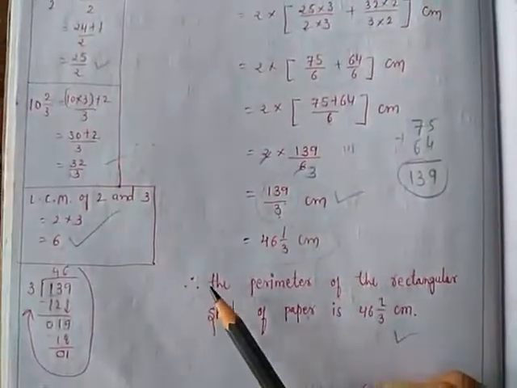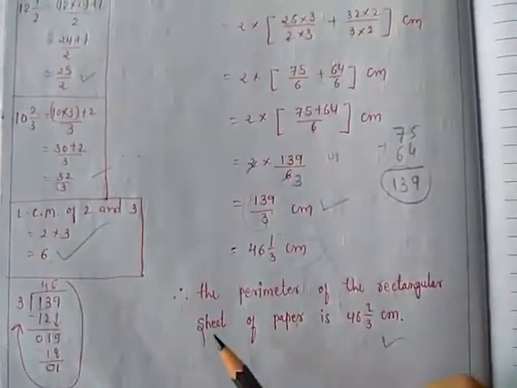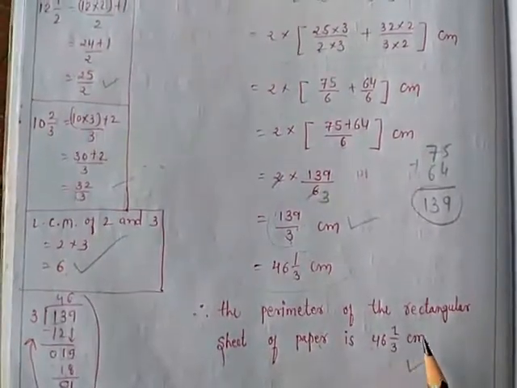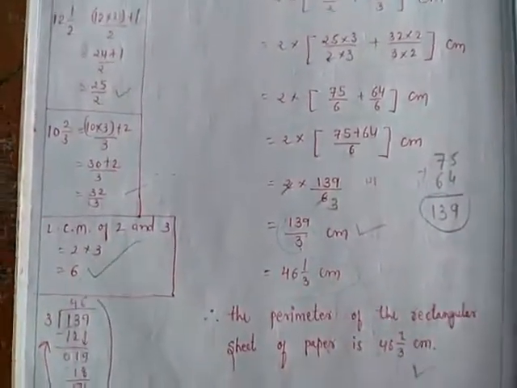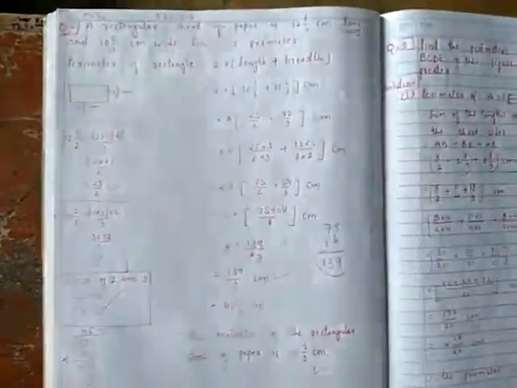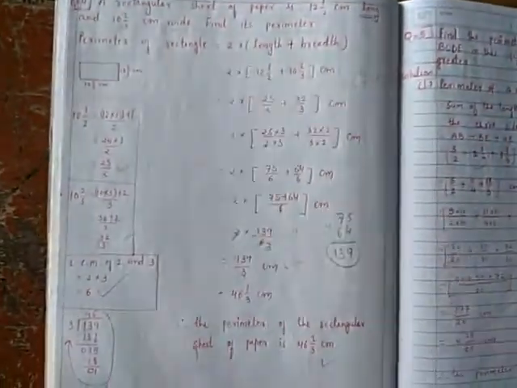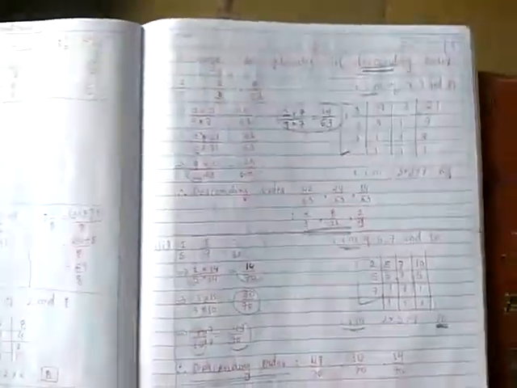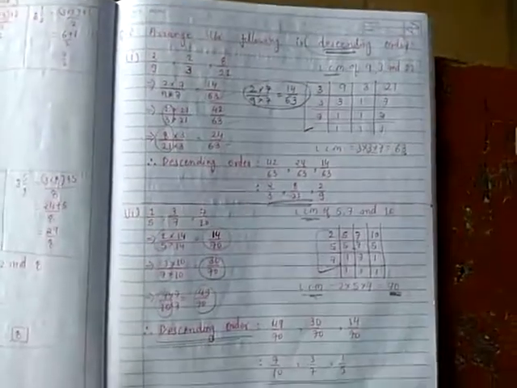So we can write here: the perimeter of the rectangular sheet of paper is 46 integer 1 upon 3 centimeters. Okay students, so in this way we will get our answer. So students, from here you can take a snapshot. Okay, and what is in your HW? You have to practice, you have to write these sums in your notebook as well. You have to do question number 2 also in your notebook.